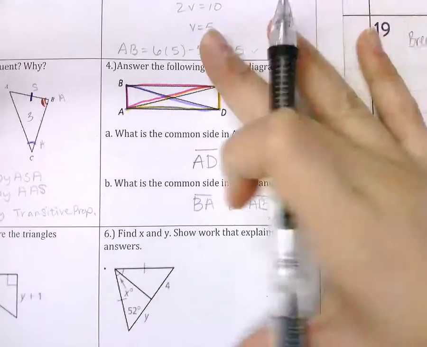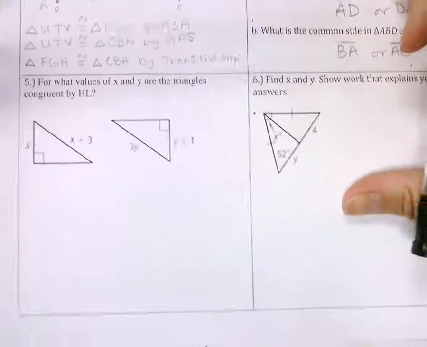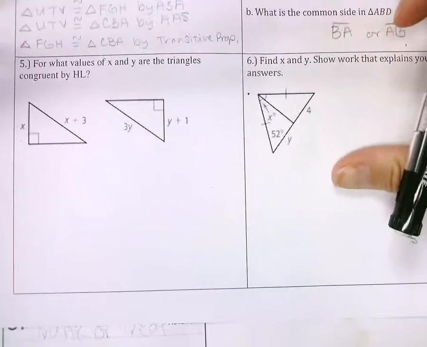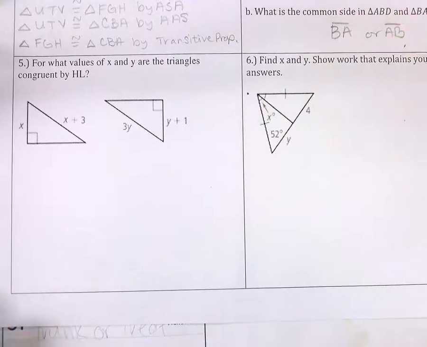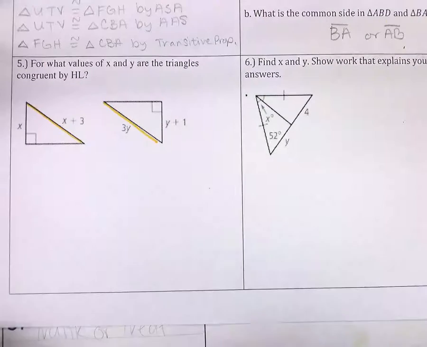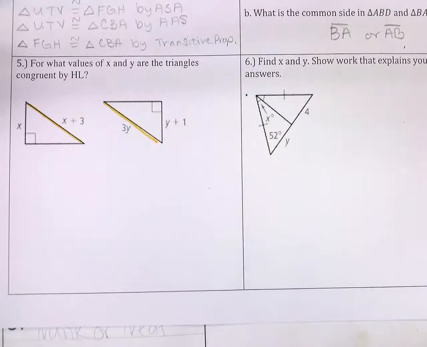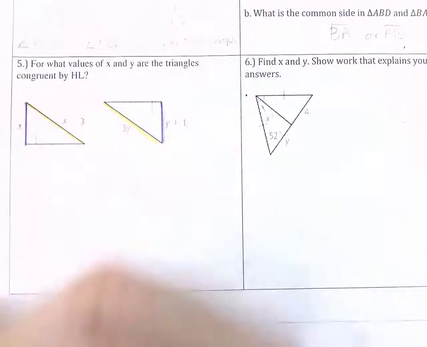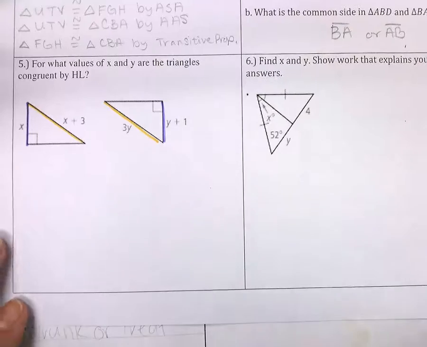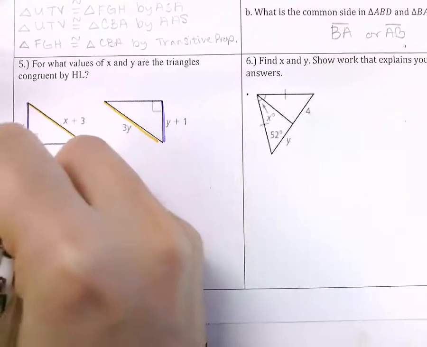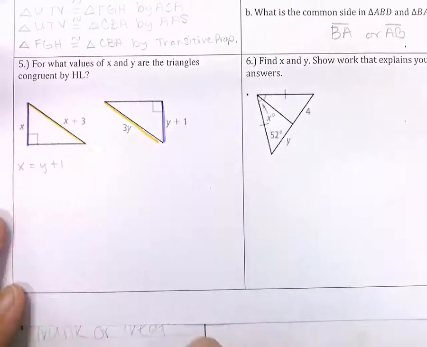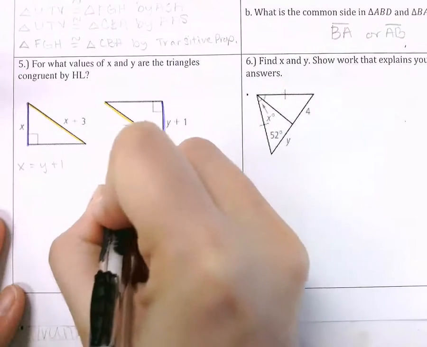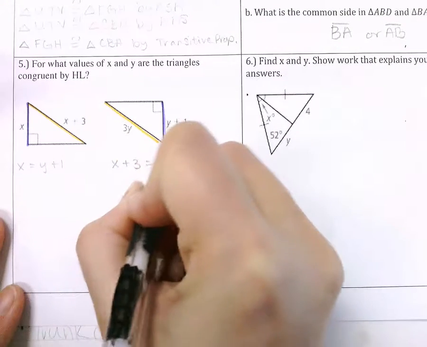Okay, ready? Keep going. All right, so this is the system of equations one. So you have 2 triangles. You know that in order for them to be congruent by hypotenuse leg, the hypotenuses have to be congruent and the legs have to be congruent. So like one pair of legs. So you're going to take the purple legs and set them equal to each other. And then you're going to take the yellow hypotenuses and set those equal to each other.